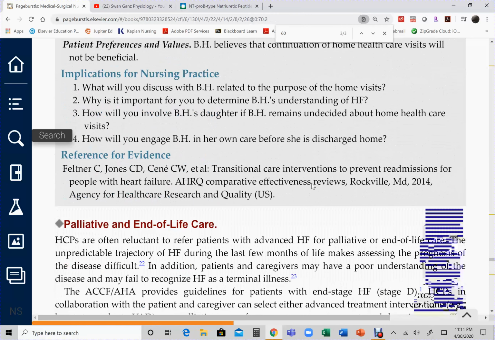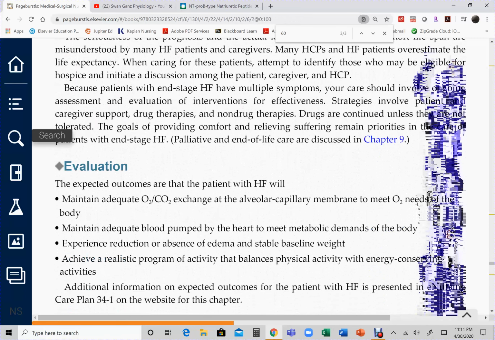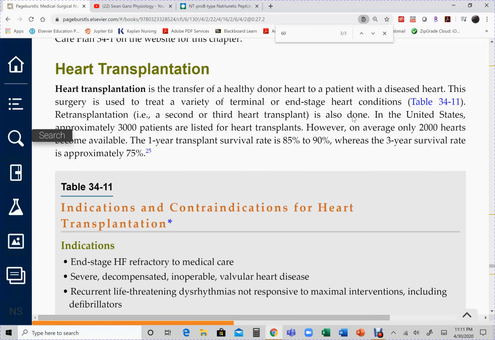We will not test end of life care. That will be another topic, as well as heart transplantation. This will be under immune disorders, as well as management of transplant rejection, which will be in another semester.